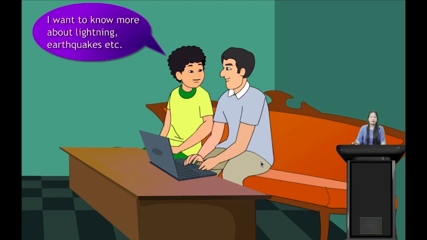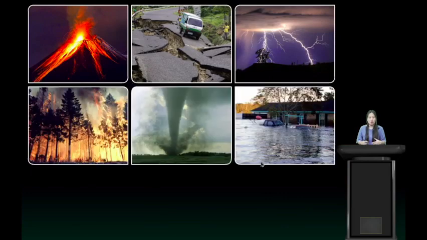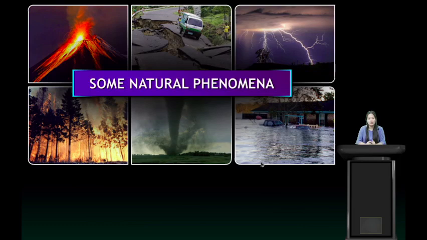Then the boy said, I want to know more about lightning, earthquakes, etc. Here we see different types of natural disaster. They occur naturally. Yes, students, these are natural disasters. So in today's class, we will begin with this new chapter, that is Some Natural Phenomena. We will learn about the natural disasters.